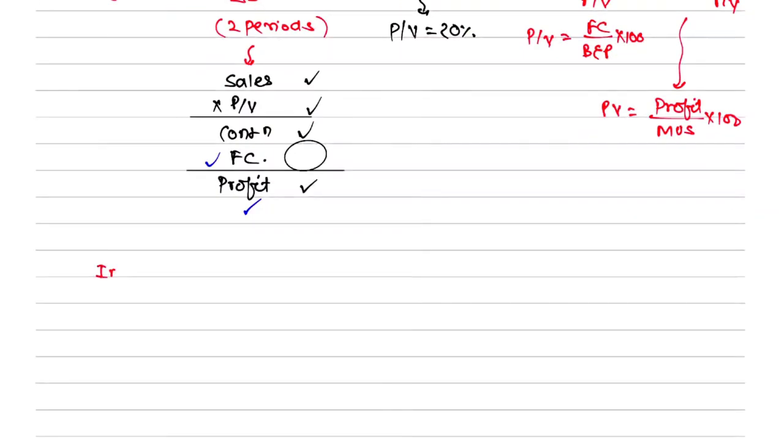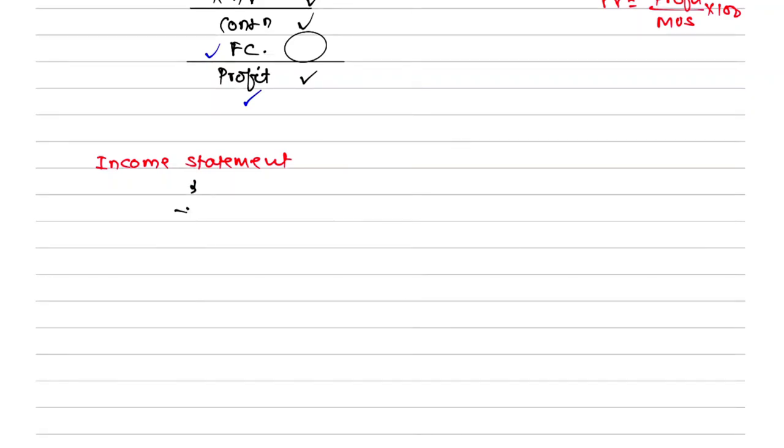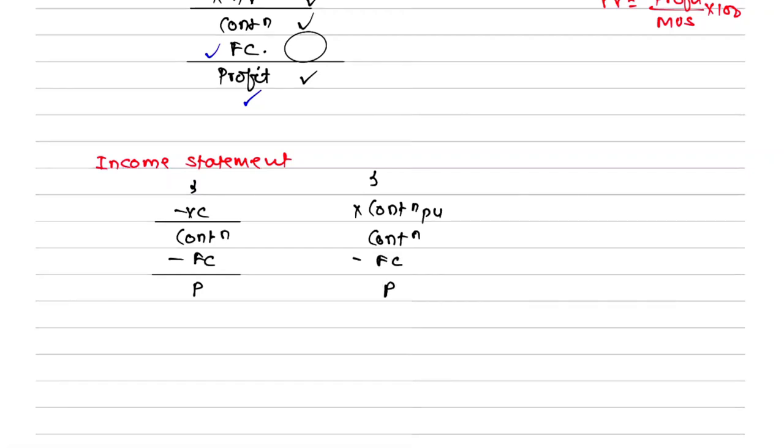So if I just talk about your income statement, please understand how it can be made. There are various ways, whatever is comfortable to you. Either it can be sales minus variable cost, you get contribution, minus fixed cost, you get profit. Or sales into contribution per unit gives the total contribution, minus fixed cost, you get profit. Or sales into PV ratio, you get contribution, minus fixed cost, then you get profit. So you can make the income statement like this.